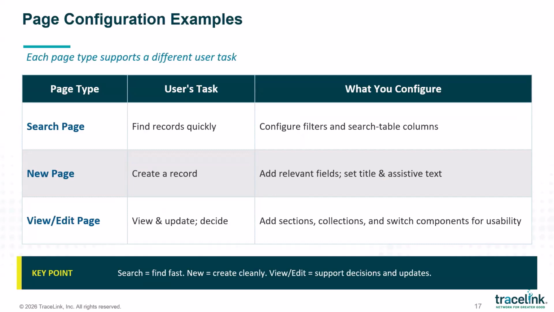Let's look at how simplification works across different page types, because each page type supports a different user task. A search page helps users find records quickly. On this page, you configure the filters and choose which columns appear in the search results table. A new page helps users create a record clearly and efficiently. On this page, you add the relevant fields, set a clear title, and assistive text such as the new and submit buttons. A view edit page helps users review, decide, and update information. On this page, you add sections, collections, and switch components to make the user experience easier to use.